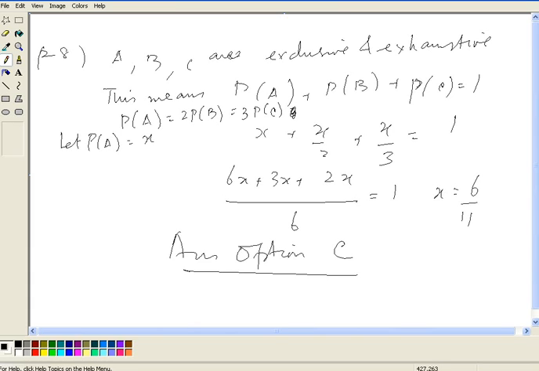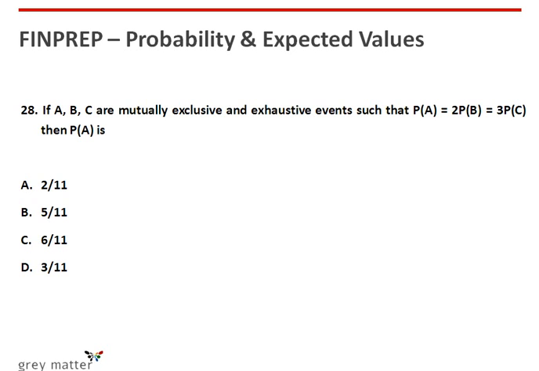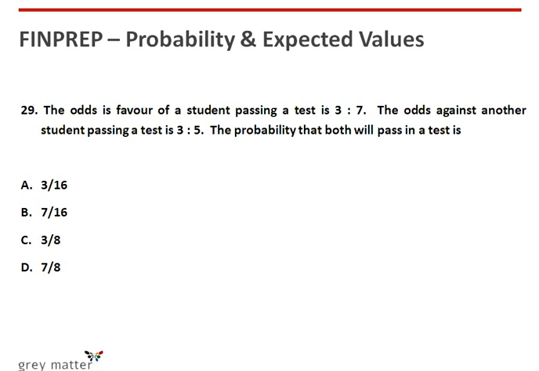Then we replace the probabilities of A, B and C respectively in terms of X. So you get X plus X by 2 plus X by 3 equal to 1. When we add and calculate X, which is the probability of A which is required, it works out to be 6 by 11. So the option is C. Going to our PowerPoint presentation, it says the C option, which is 6 by 11.